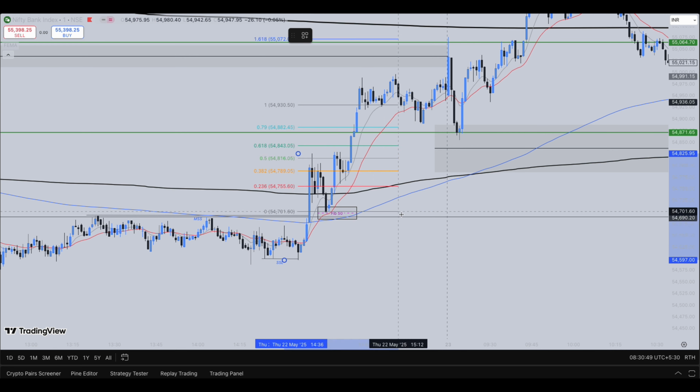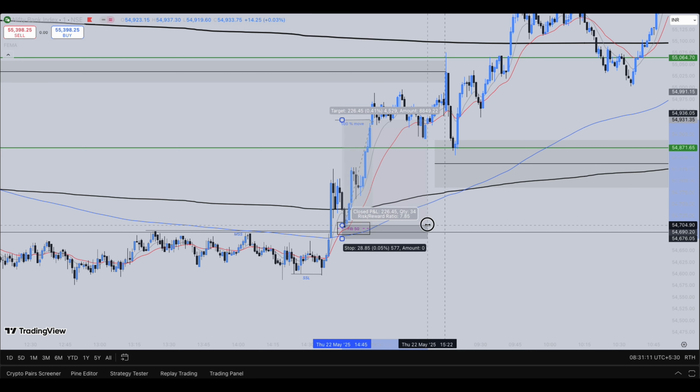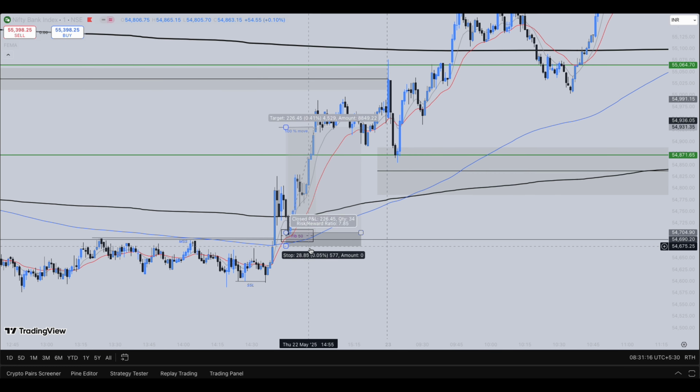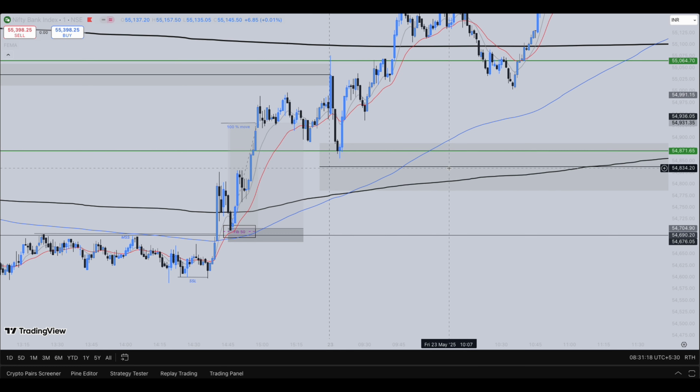You could have easily doubled your capital after taking this position over here, keeping your stop loss just below this candle and targeting all the way towards the upside. So if you had taken this position in Nifty 50, you could have easily doubled your profit, guys. So this was one trade opportunity that you could have taken.